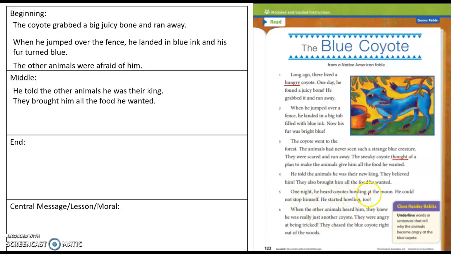One night he heard coyotes howling at the moon. He could not stop himself.